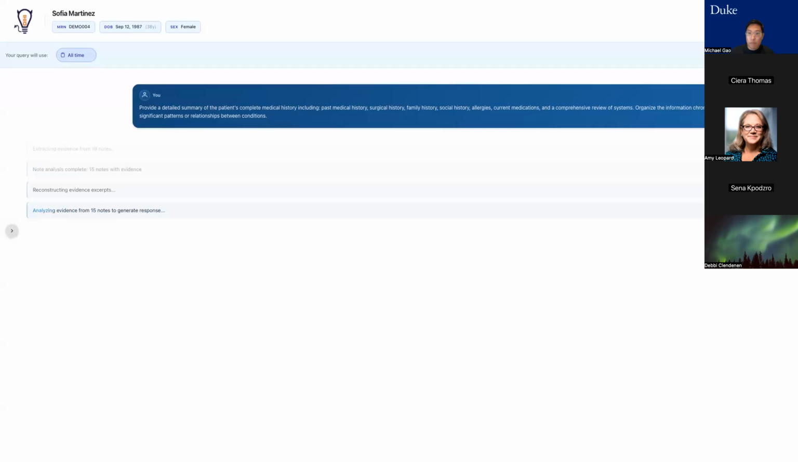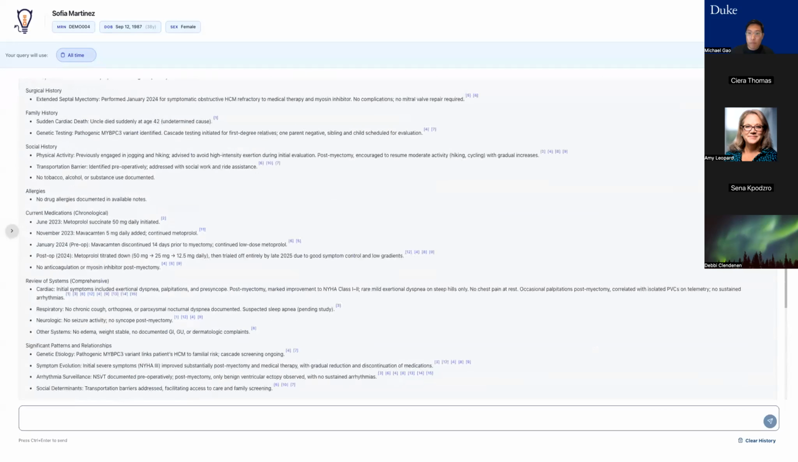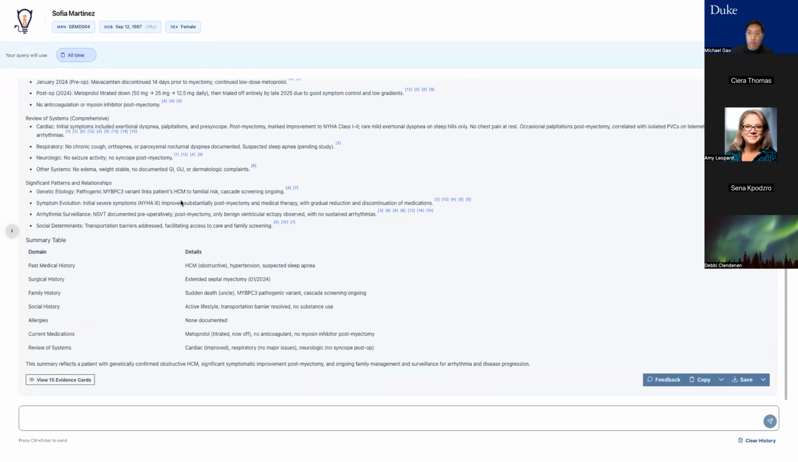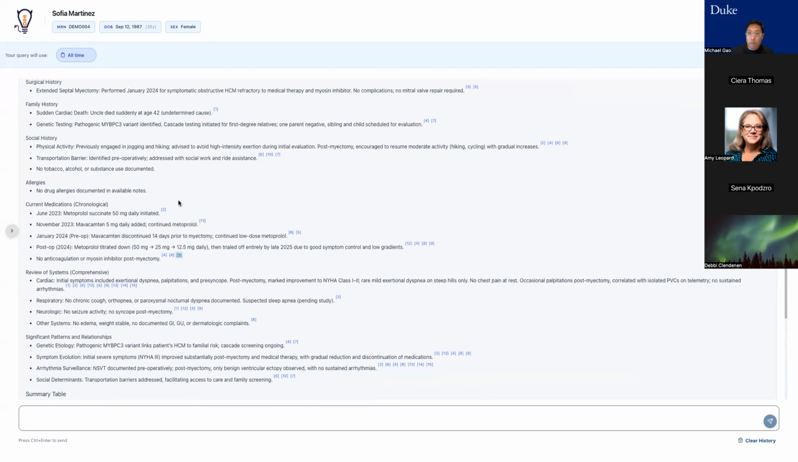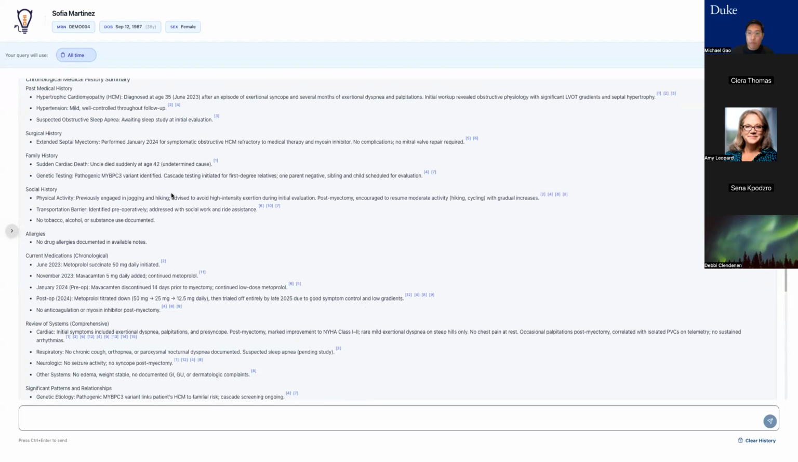There's a quick question to add. Does this include scanned documents? You can upload any scanned documents you want. So for example, we use this for outside hospital transfers when you have scanned charts from other hospitals that are not able to be searched. This can search through those. I'm happy to talk through a whole bunch of other details offline as well.